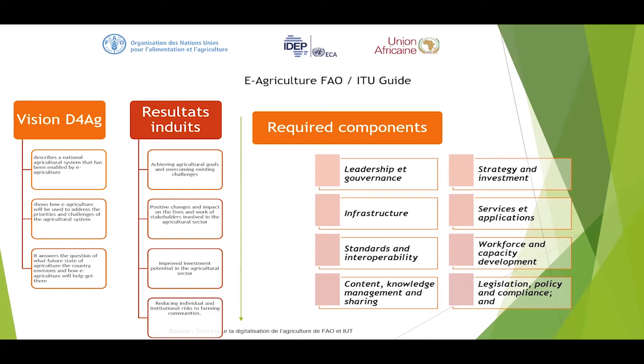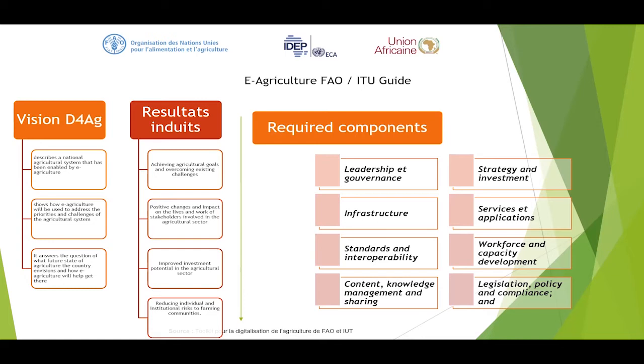Then some of the results envisioned are achieving agricultural goals and overcoming existing challenges. That is when you apply the digital for agriculture. And then positive changes and impact on the lives of the stakeholders involved in the agricultural sector. Obviously, if you make people's business transactions easy, people can transact on their mobile phones, people can have access to market information, it's very evident that you'll positively impact on their lives and change them.